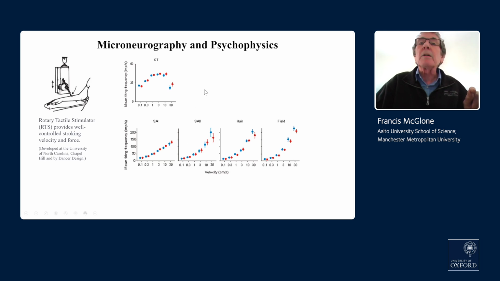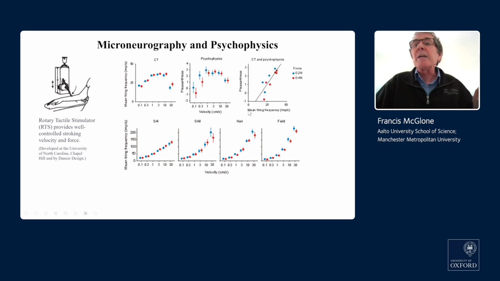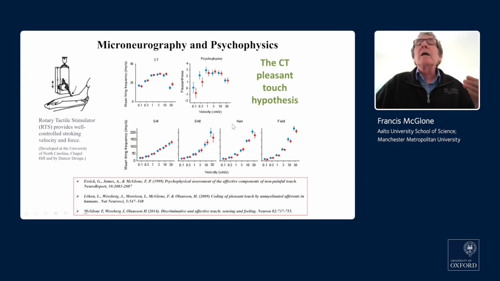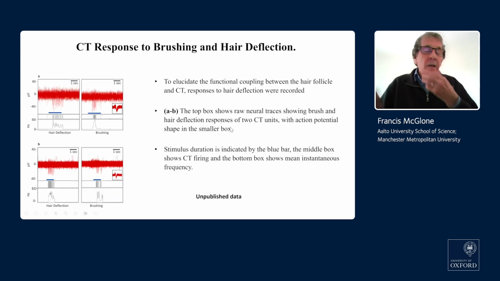Myelinated nerve fibers basically just encode linearly. The faster you stroke, the more they fire. We then do the psychophysics and ask people how pleasant was that, and we get exactly the same function. They rate 3 as far more pleasant than fast or slow, and that's the basis of our pleasant touch hypothesis. So we're pretty confident that we've discovered a nerve fiber here which is responding to the positive characteristics of a physical stimulus.